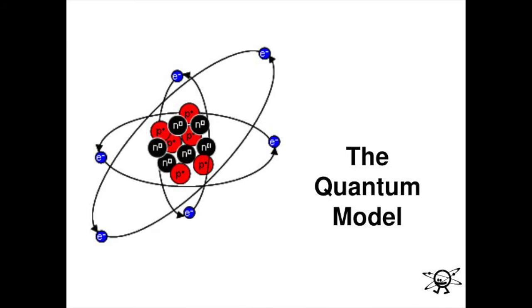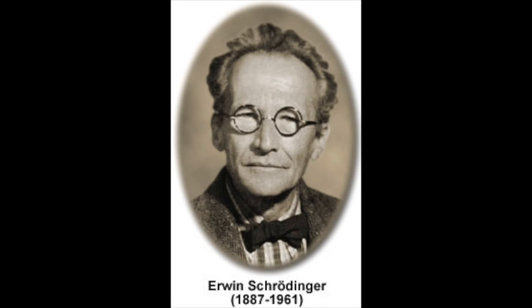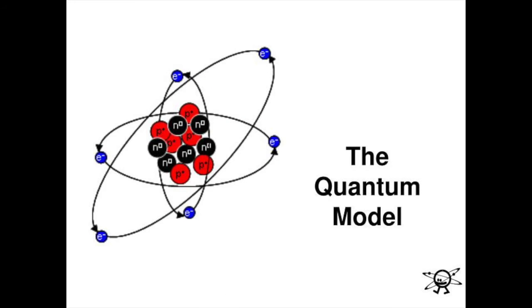And the last model we have is the quantum model discovered by Louis de Broglie, Erwin Schrödinger, and Max Planck. Max Planck is pretty much the person who originated the quantum model, while Louis de Broglie is the one who proposed that all particles can be treated as matter that has a wavelength, and Erwin Schrödinger is the one who gave the quantum mechanical model of the atom.